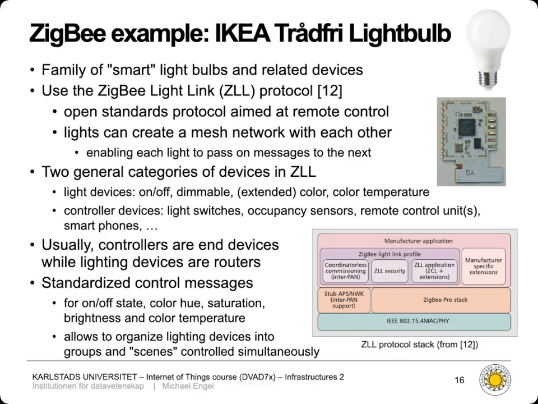And of course, in addition to the router, we have end devices. We've already seen the light bulb in the introduction before. The light bulbs here are a family of what they call smart light bulbs and related devices. They use a special protocol which is called the ZigBee Light Link protocol. This is a protocol that sits on top of ZigBee and is just responsible for controlling lights. You might think controlling lights might be very simple, like I turn the light on or I turn the light off. So it's one bit of information per lamp. Why do we need a special protocol?